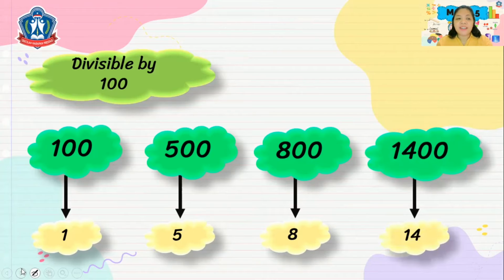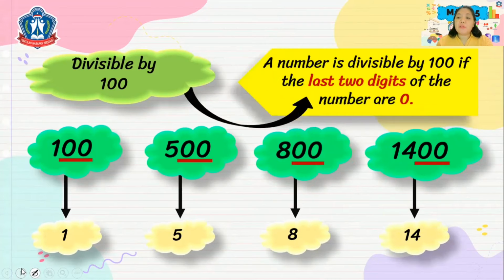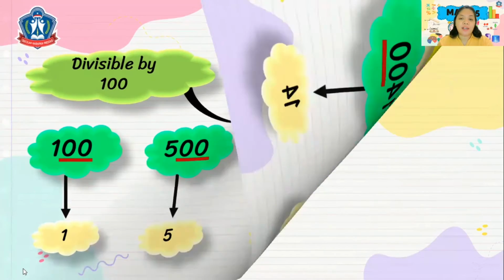Now look at our numbers. What have you observed? Yes, all of them end with 2 zeros. Since 100 is a number that ends with 2 zeros, the numbers that are divisible by 100 should also end with 2 zeros. So a number is divisible by 100 if the last two digits of that number are zeros. Okay, so those are the divisibility rules of 2, 5, 10, and 100.